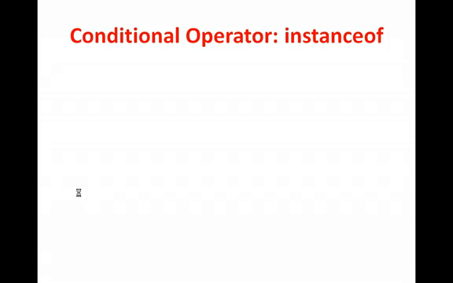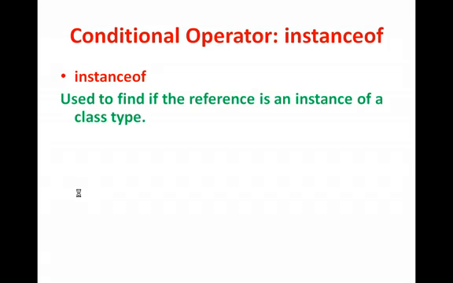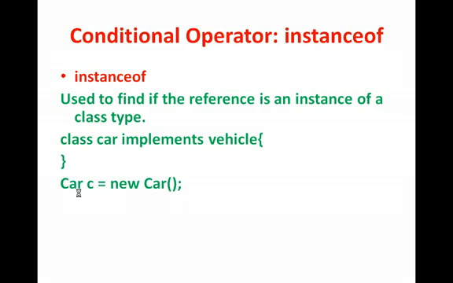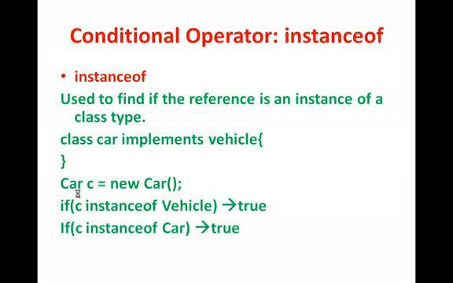And coming to the conditional operator instance of, this can be used to check if a reference is a type of a particular class type or an interface type. Say I have a class known as class car, and I have created an object car C is equal to new car. I can use instance of to check if the C is a type of vehicle or C is a type of car. This will return true for both the conditions. So instance of can be used to check whether a particular reference variable is a type of a class type or an interface type.